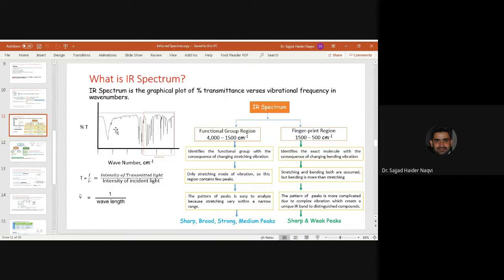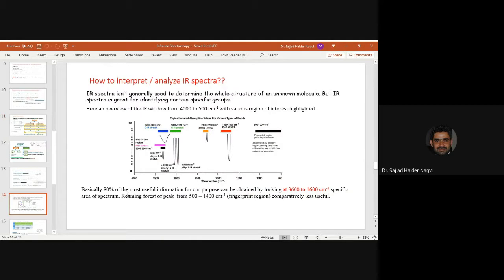But the more important part is how we're going to interpret these graphs, because that's the most important part. Why are we doing this IR spectroscopy? In order to get that IR spectra, and based on that we will analyze the data and do the interpretation. So generally, IR spectra isn't used to determine the whole structure of an unknown molecule, but IR spectra is great for identifying certain specific groups. The reason is that this technique is very specific, and it has a high level of sensitivity because it is a more sensitive technique.